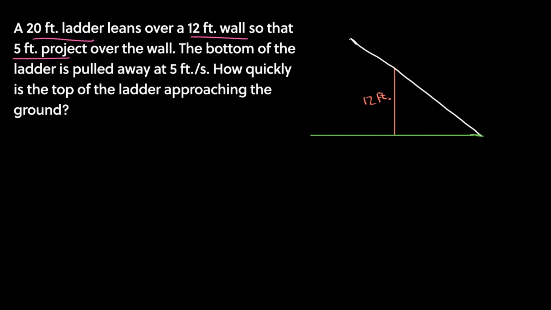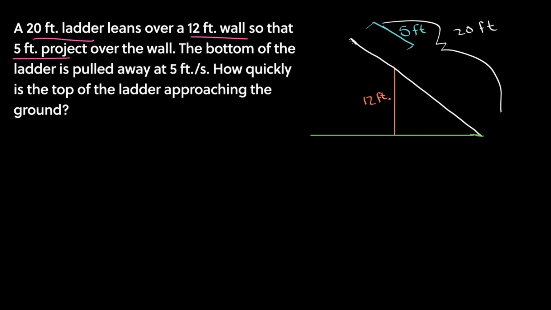Sure. So we're told that this whole ladder here, oh, I want that to be white. Here we go. This whole ladder here is 20 feet long. And we're told that 5 feet, this first length here, is going to be projecting over this wall. Okay, so what else are we told? We're told that it's pulled away at 5 feet per second, and we want to figure out how quickly the top of the ladder is approaching the ground.